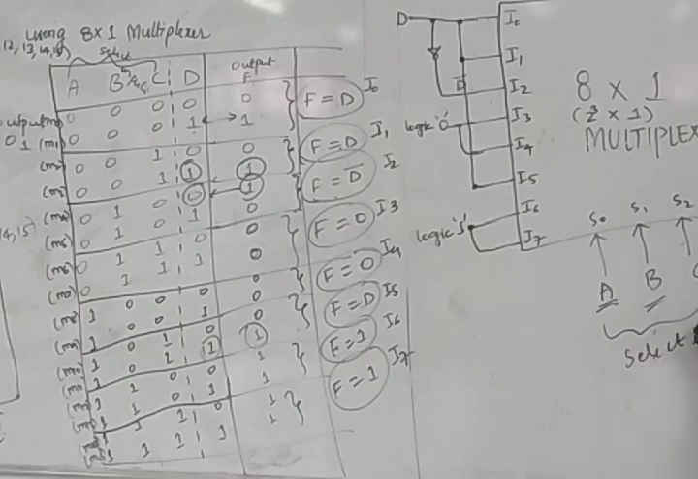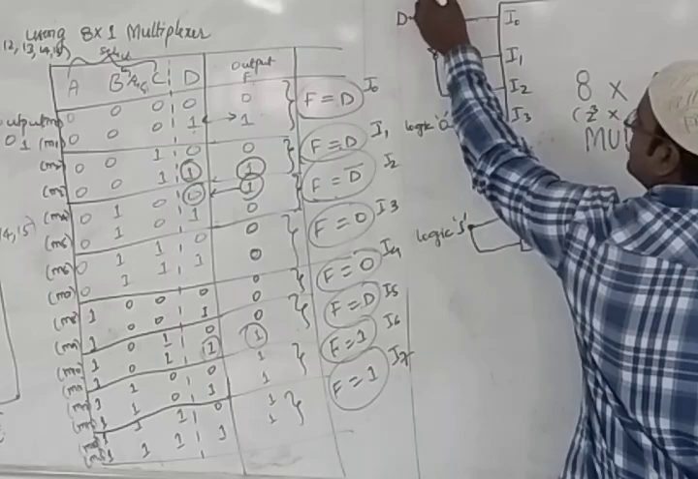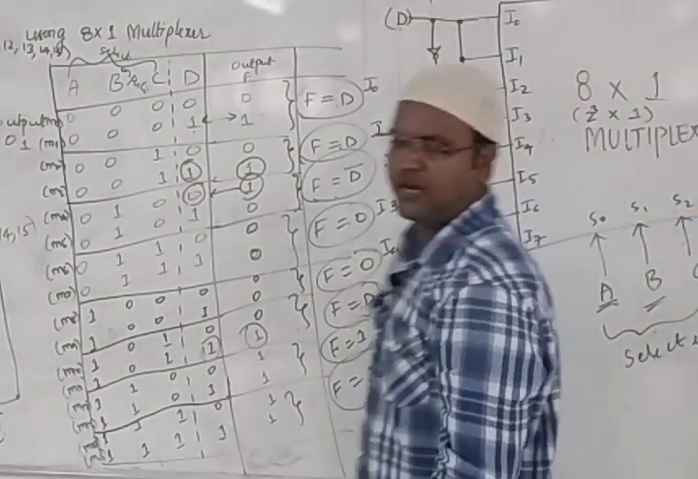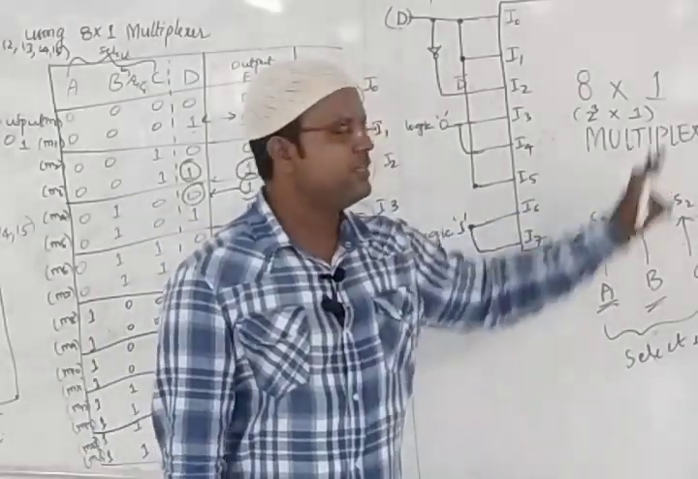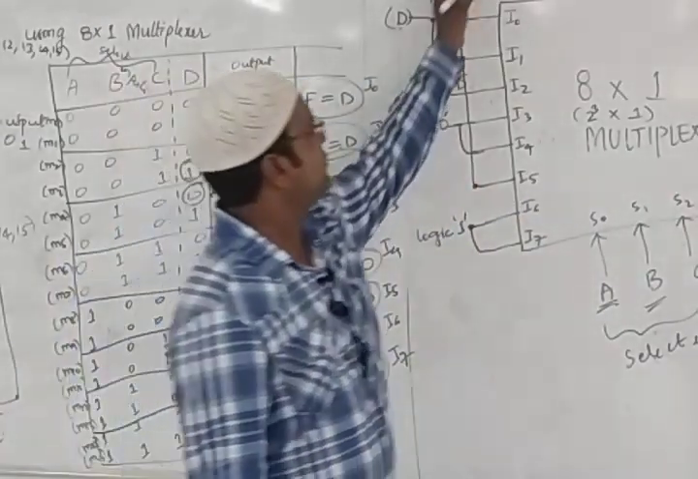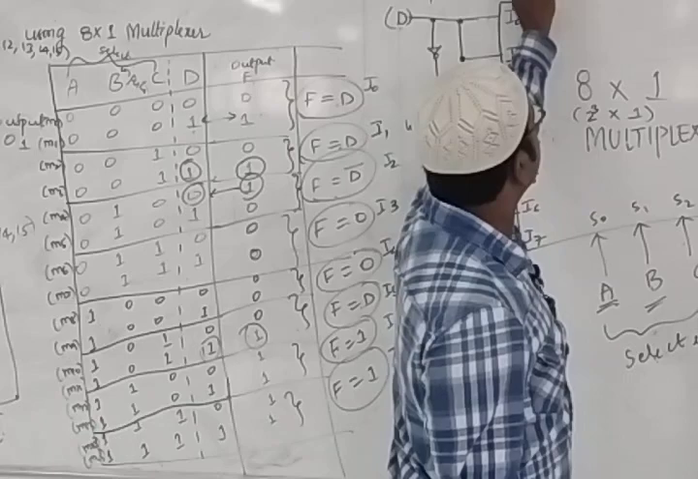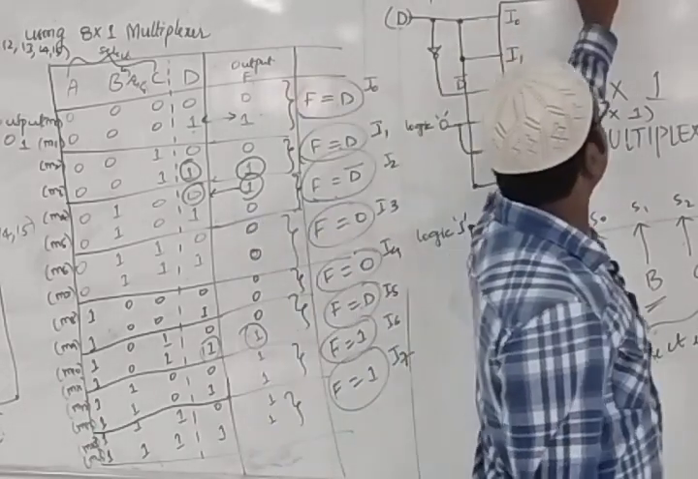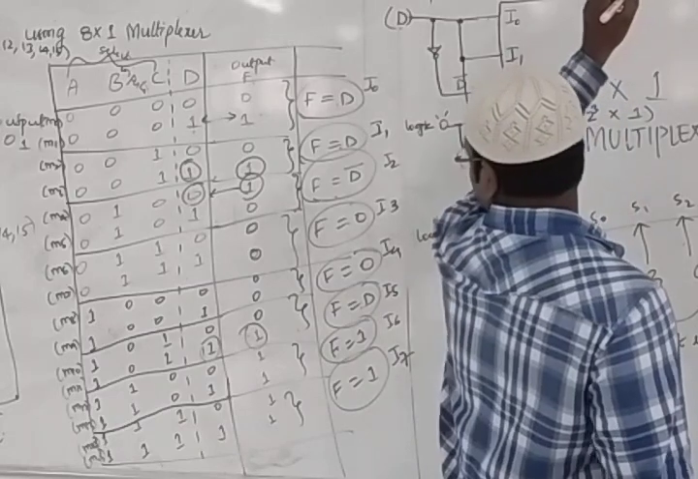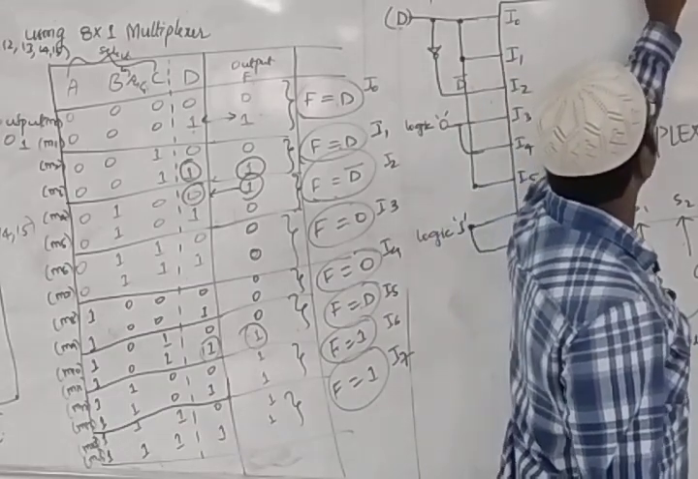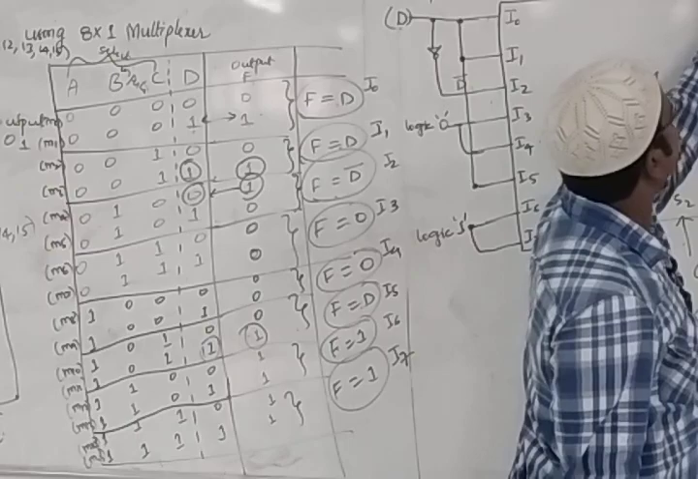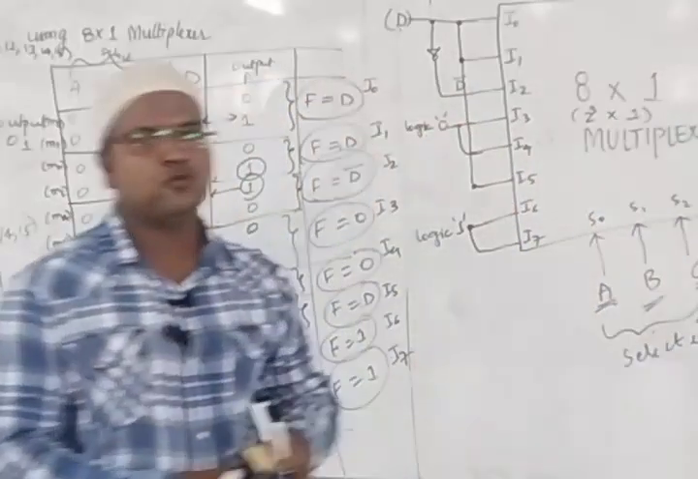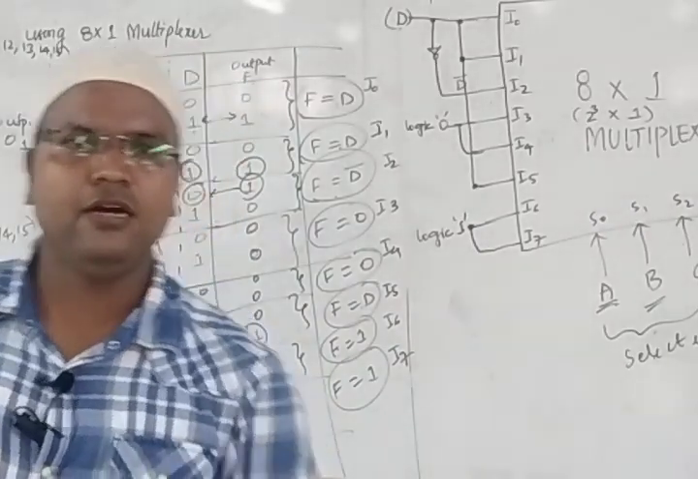By taking the select inputs and the single input. What is the single input? D. D is your single input. So by taking D and the select inputs, we design the 8:1 multiplexer for the given question. F is equal to sigma M of 1, 3, 4, then 11, 12, 13, 14 and 15. This is your question. For that, we design the 8:1 multiplexer by taking D as input.